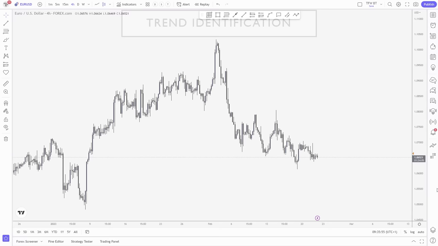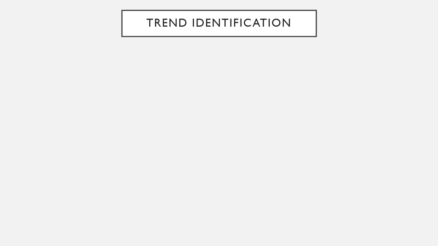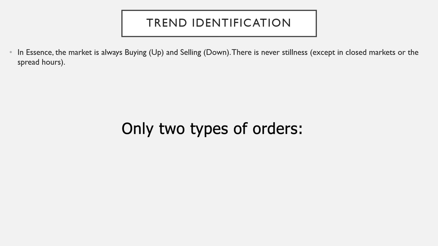So I want to ask you a question. What are the two ways that the market is moving? Very simple. In essence, the market is always buying, going up, or selling, going down. There is never stillness except when we have closed markets or the spread hours at midnight. Then the market could be still for a little bit, but it's still buying and selling. Institutions even buy and sell during the weekends. So when you have Monday open, sometimes you have huge gaps, right? Why are those gaps? Because there were orders being transacted even during the weekend.